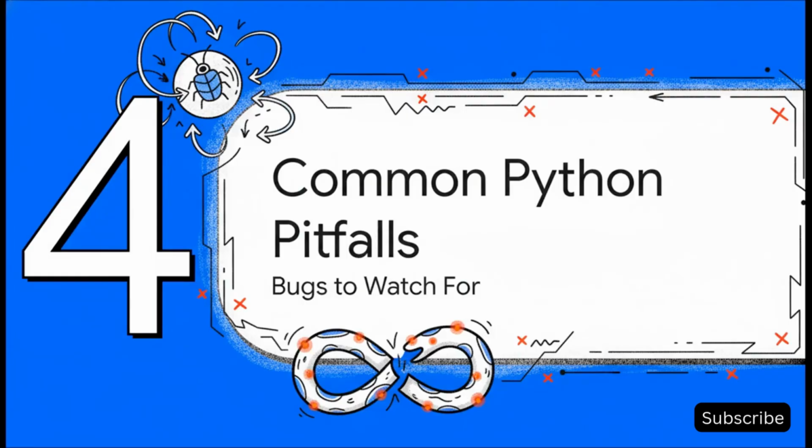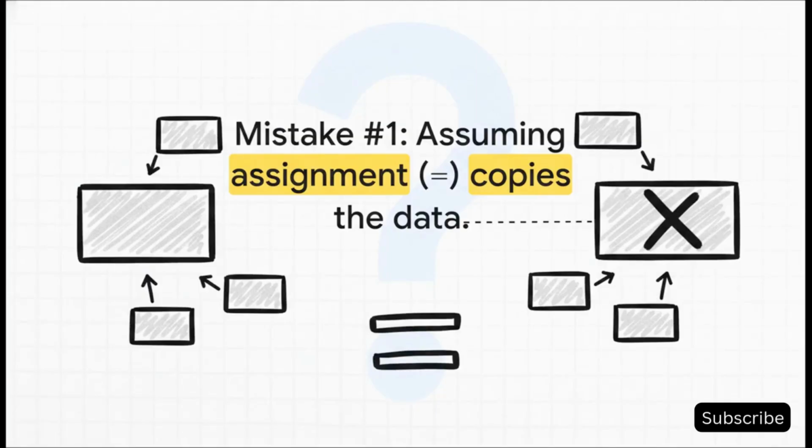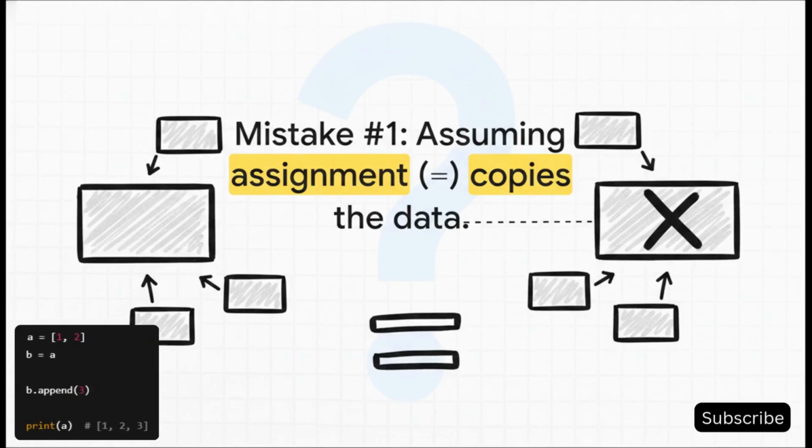Okay, now that we have the right model in our heads, labels pointing to objects, let's look at how getting this wrong leads to some of the most common, hair-pulling bugs that Python developers run into, especially when they're learning data structures. This is mistake number one, the big one, the one we started with. It's assuming that the equals sign makes a copy of the data. Let me be clear, it never does. The line B equals A only ever copies the label, the reference. It never copies the object that the label is pointing to. So when that object is mutable, like a list, you get these spooky side effects.